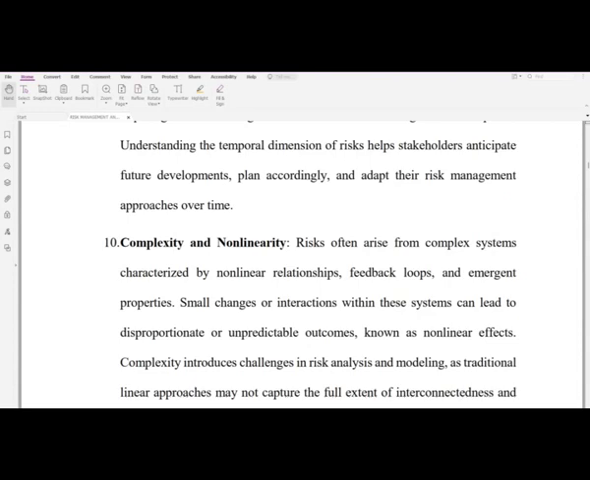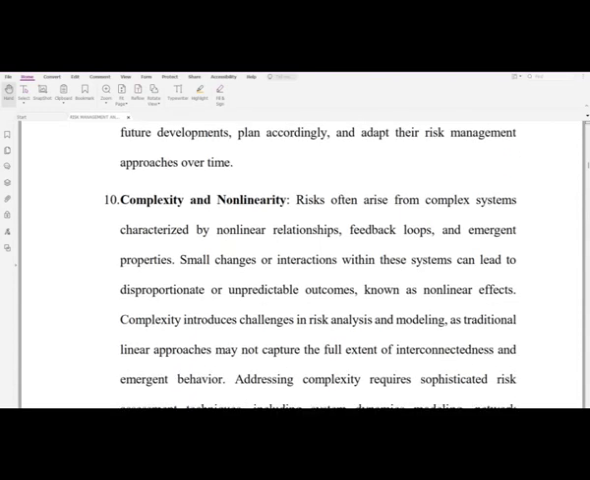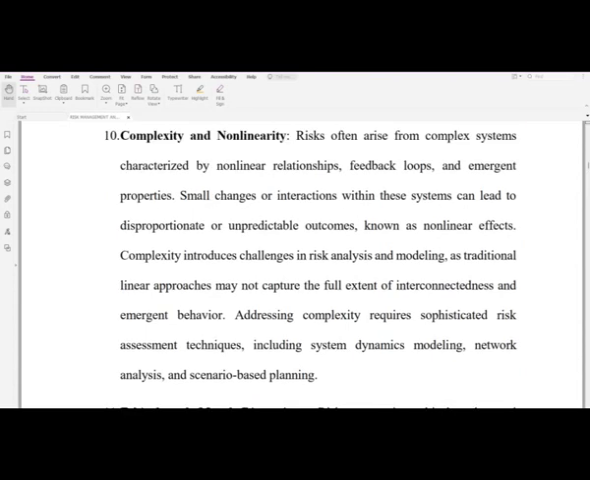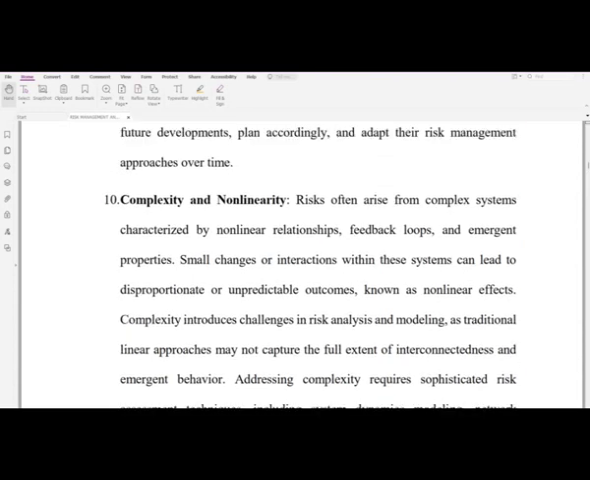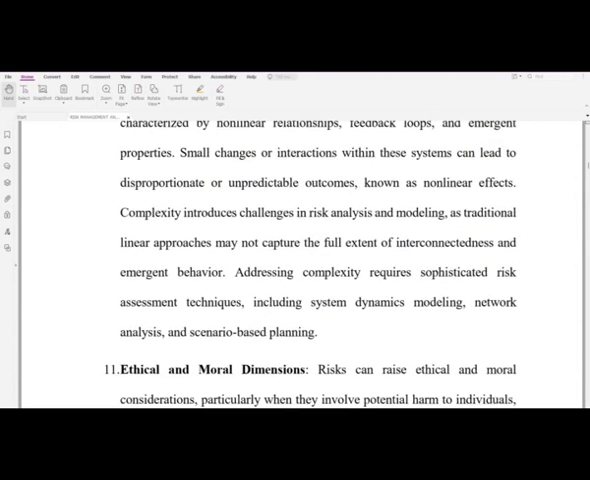The complexity and non-linearity talks about risk, which is often derived from complex systems as well as being characterized by non-linear relationships, feedback loops, and emergent properties. A small change or interactions within these systems can lead to disproportionate or unpredictable outcomes. This is known as nonlinear effect. The complexity introduces challenges in risk analysis and modeling, as traditional linear approaches may not capture the full extent of interconnectedness and emergent behavior.